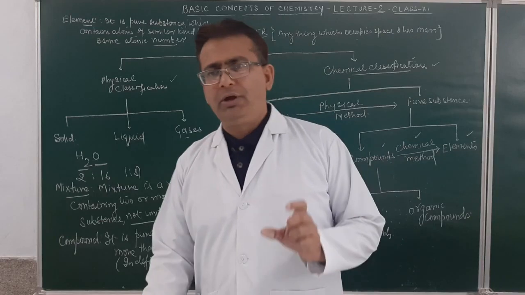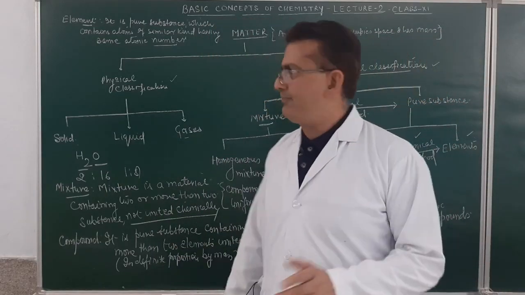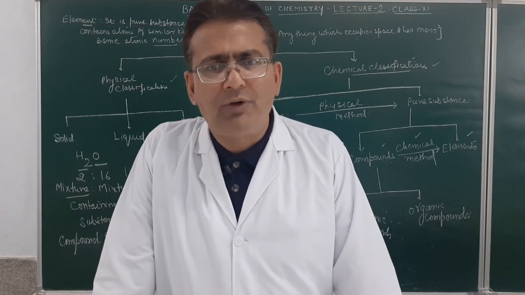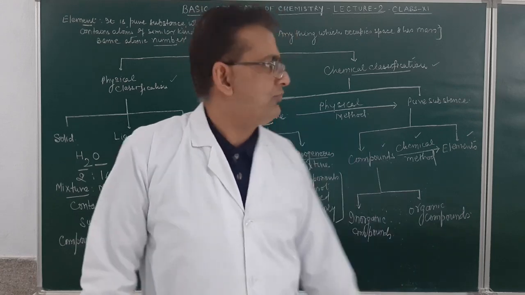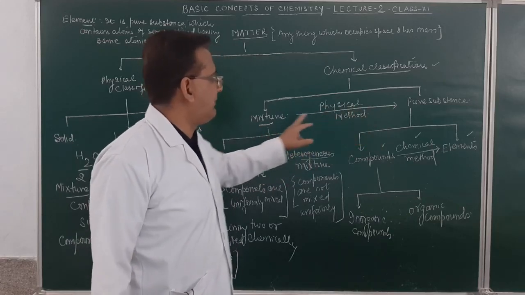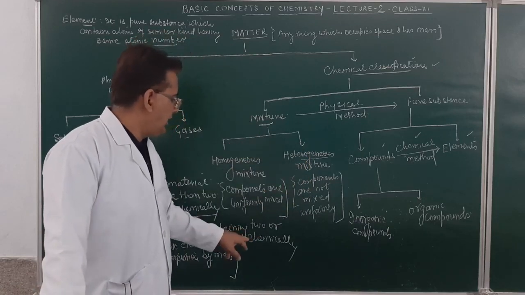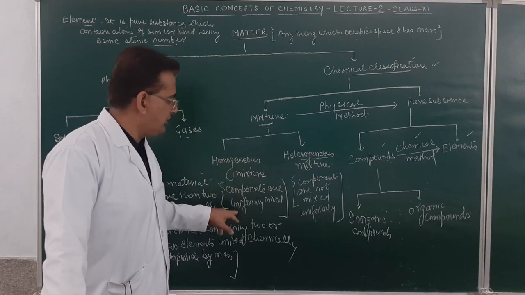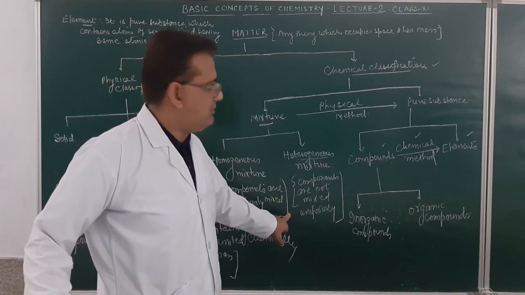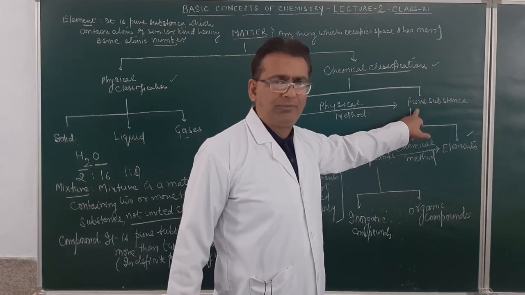And I hope, students, you must have understood what matter is: anything which occupies space and has mass. How do we classify matter? In a physical manner or a chemical way. In the physical mode of classification, it can be solid, liquid or gas. In the chemical mode of classification, it can be a mixture or a pure substance. A mixture can be separated into pure substances by physical methods of separation. A mixture can be homogeneous or heterogeneous. In a homogeneous mixture, components are uniformly mixed. In a heterogeneous mixture, components are not uniformly mixed. Compounds and elements are the classification of pure substances.